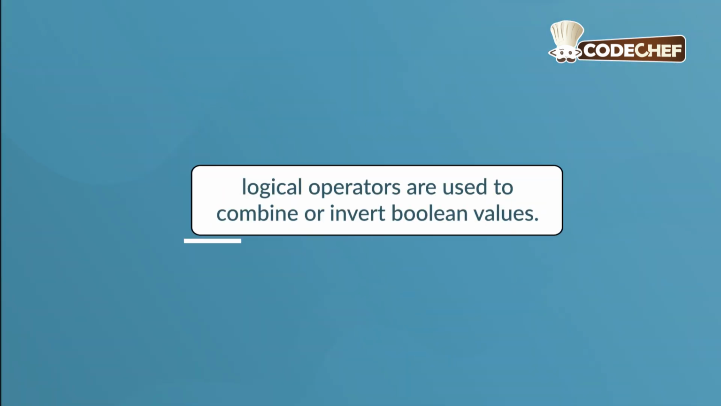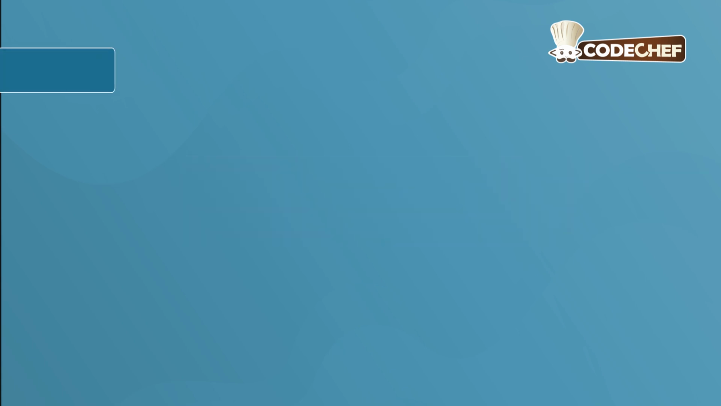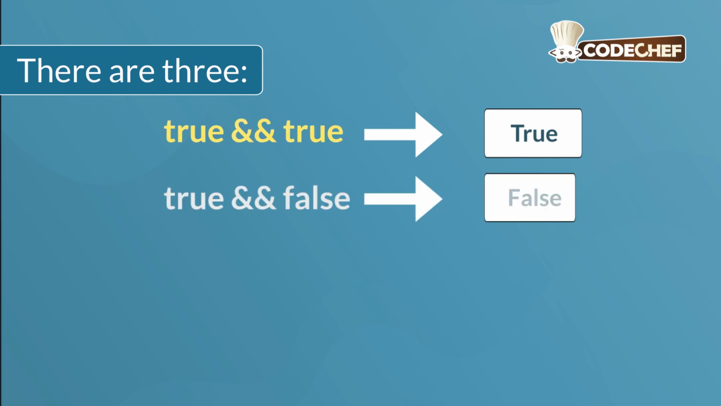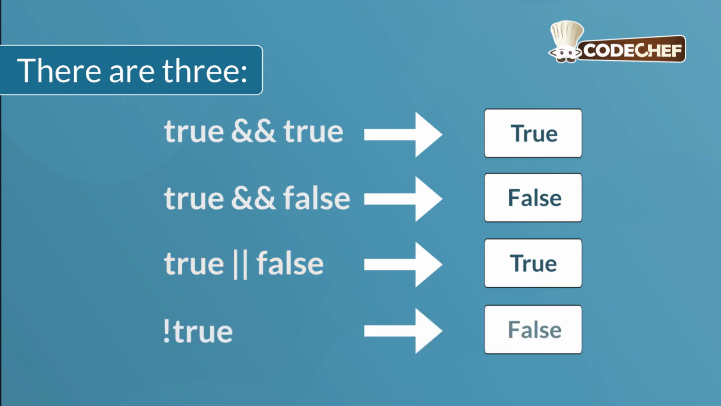In Java, logical operators are used to combine or invert Boolean values. There are three: double ampersand, AND, which is true if both conditions are true; double pipe, OR, which is true if at least one condition is true; exclamation mark, NOT, which reverses the value. True becomes false, and false becomes true.